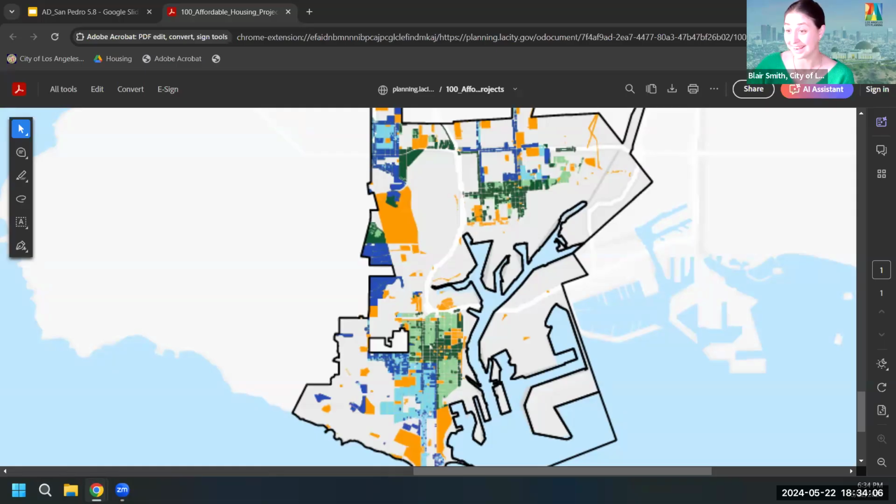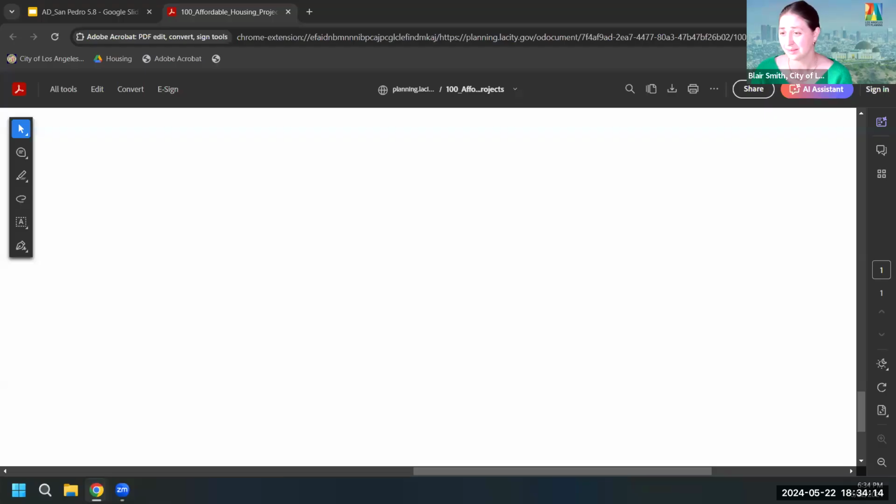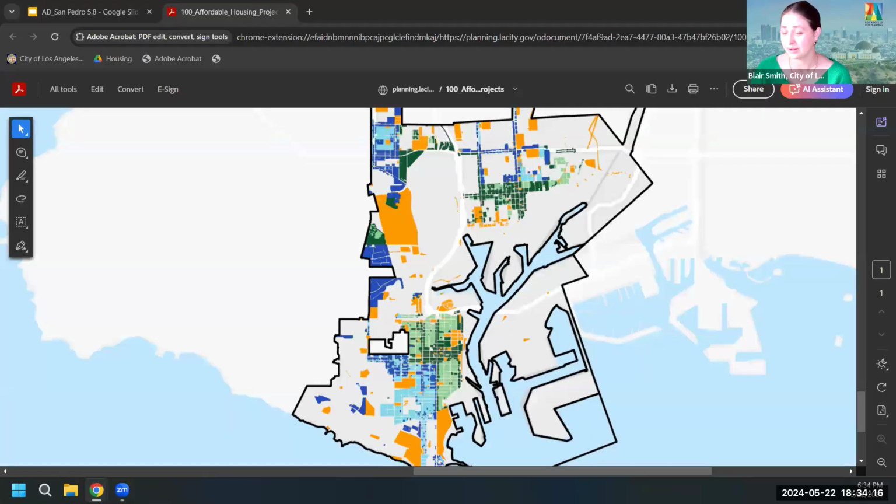Even in areas right next to a major transit station, as we were talking about earlier, where we want to see less parking, people are still building it, right? And so that's something that we all wrestle with, how much parking we really need.